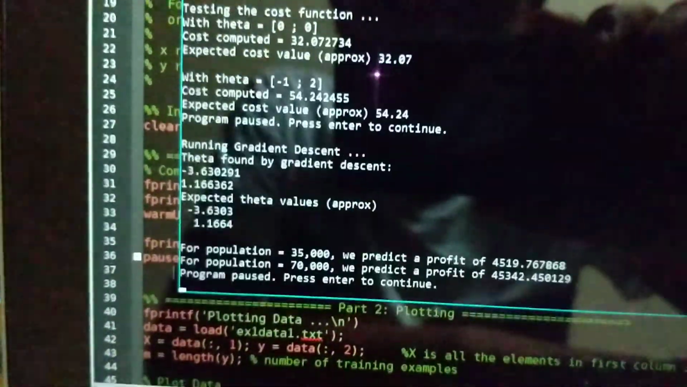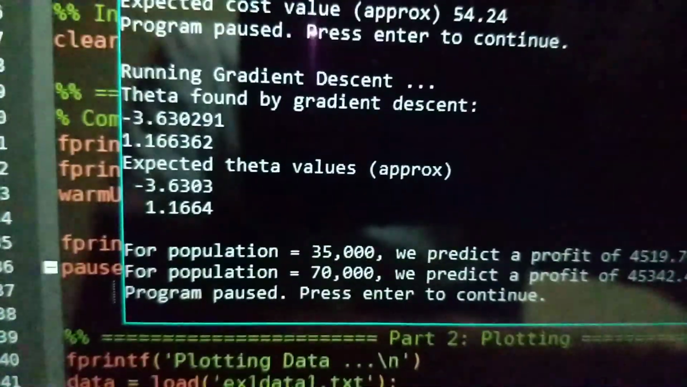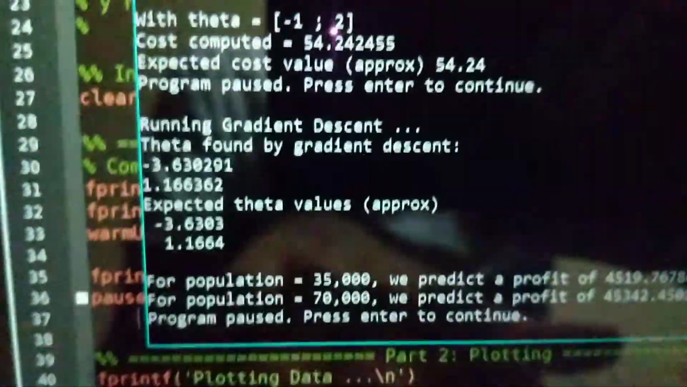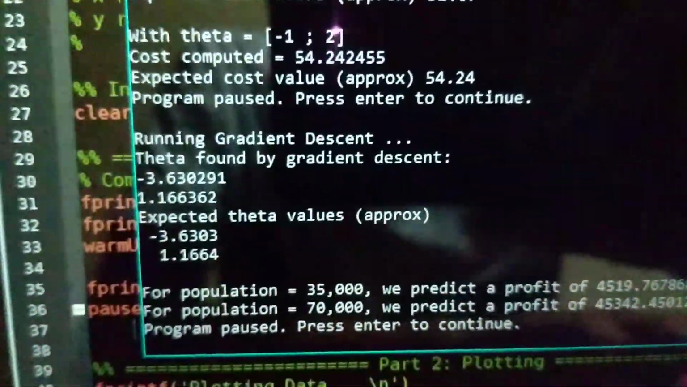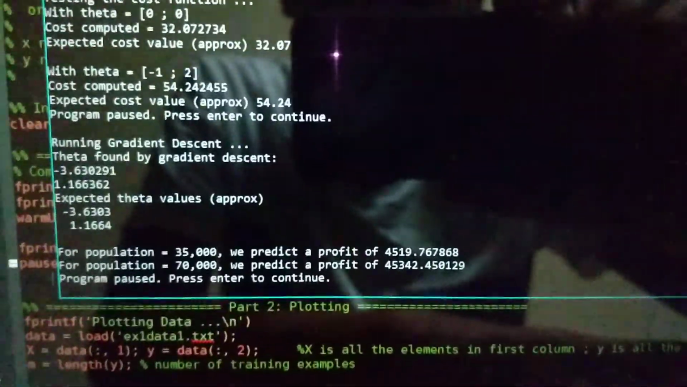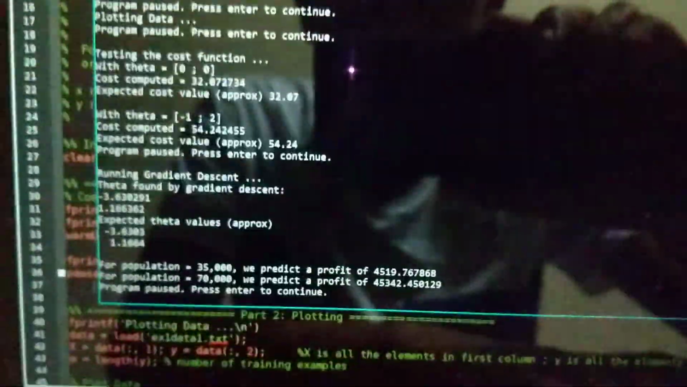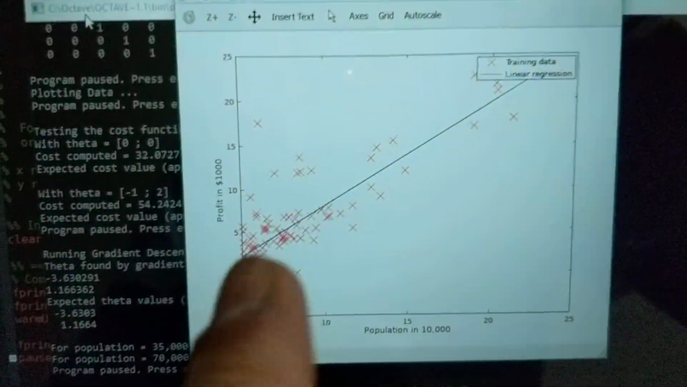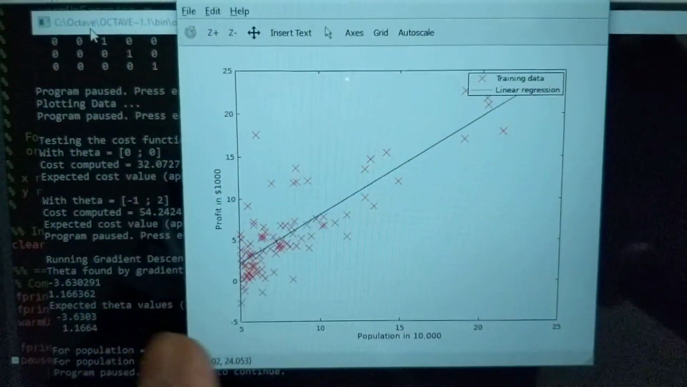So the expected theta value was minus 3.6303, and that's approximately what I've got here. So my theta is correct. Theta is basically the parameter that gradient descent is minimizing. So let me show you the graph. As you can see, it is a linear graph that it plotted.